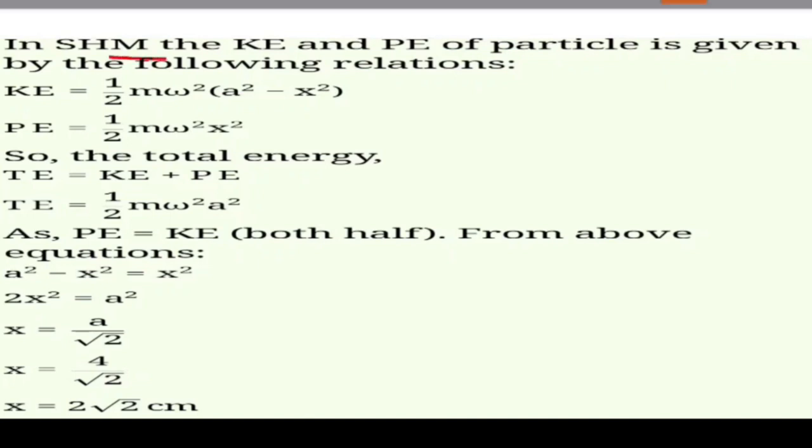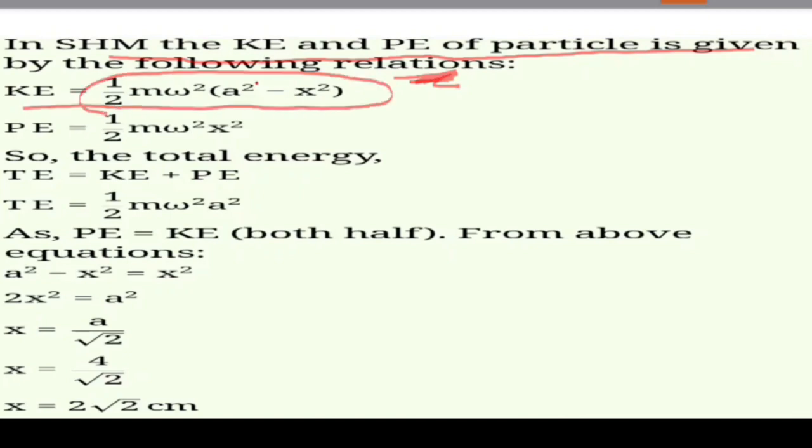In simple harmonic motion, the kinetic energy and potential energy of the particle are given by the following relations. KE equals half m omega square into (a square minus x square), where a is the amplitude and x is the displacement. PE equals half m omega square x square. So the total energy will be kinetic energy plus potential energy.